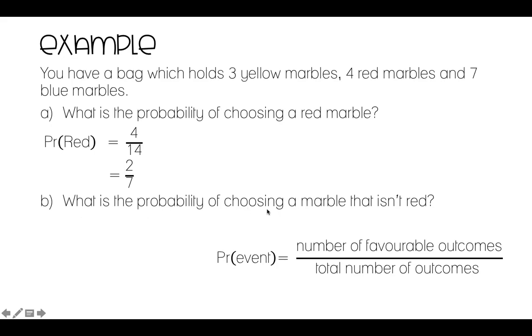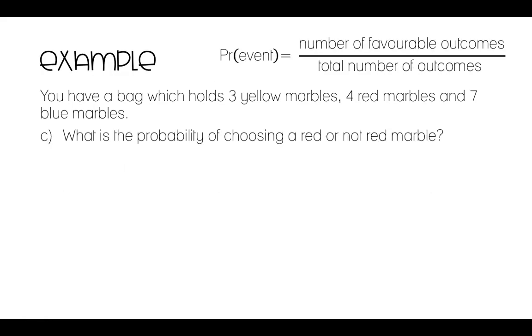What is the probability of choosing a marble that isn't red? Okay, so in this case, we've got our 3 plus 7 over 14, because 3 yellow and 7 blue are our not red marbles. So our probability is 10 over 14, so therefore our probability is 5 over 7.